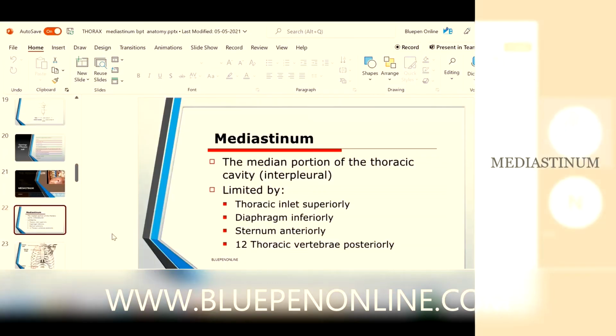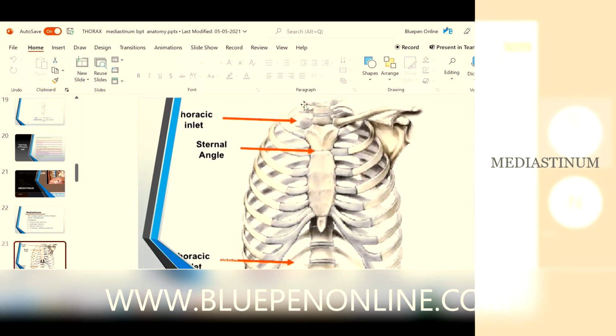Mediastinum. It is a potential space between the lungs and the thoracic cavity. It is interpleural, limited by the thoracic inlet superiorly, the diaphragm inferiorly, the sternum anteriorly, and posteriorly the 12 thoracic vertebrae. I'll show in the picture. See, this is the thoracic inlet and this is the thoracic outlet.